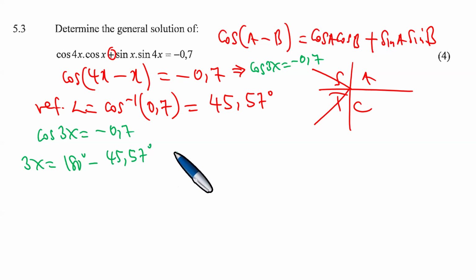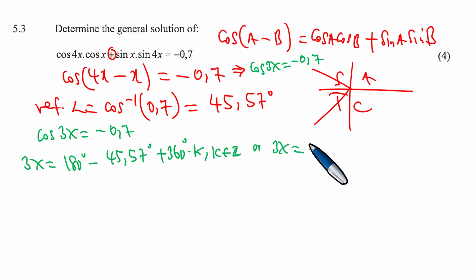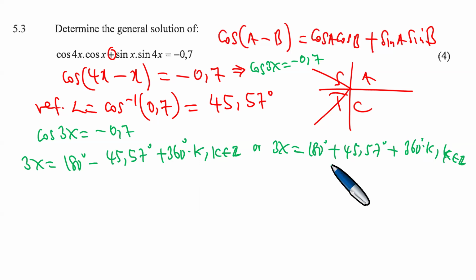Right, or we add 360 degrees by k, an element of Z, or 3x equals 180 degrees. They now want to also get to the third quadrant, which is 180 degrees plus 45.57 degrees plus 360 degrees by k, an element of the set of integers. Okay, just getting the answer here quickly. Right, so we have this here, and therefore let us see what we get as the answer.